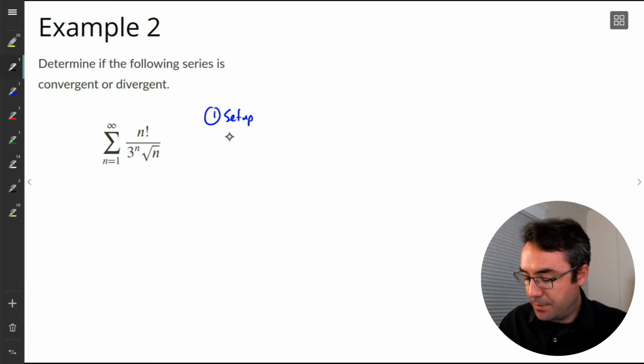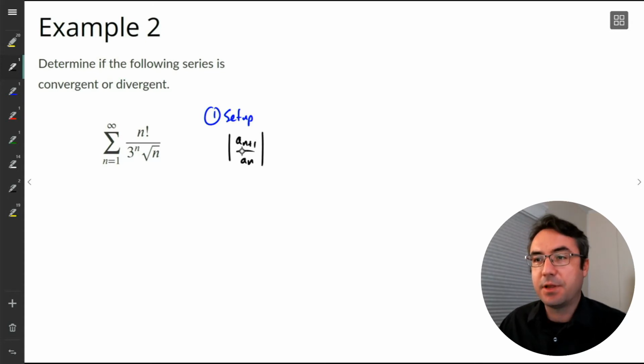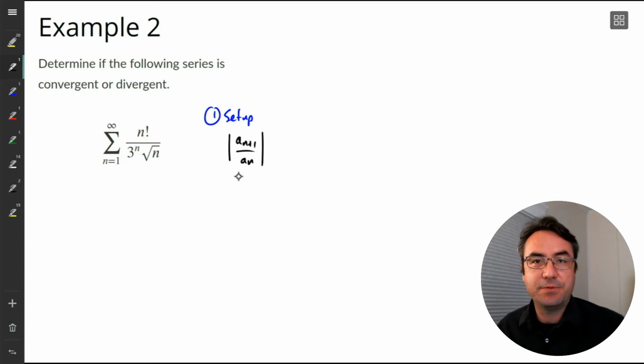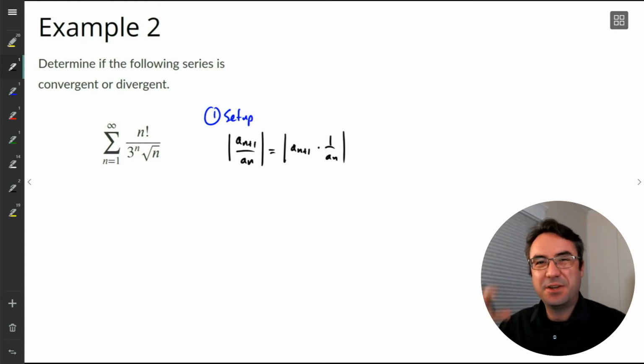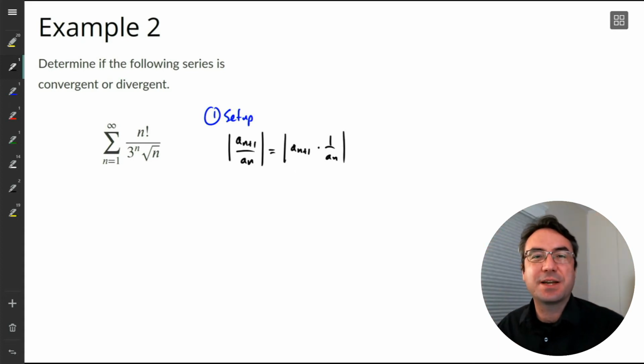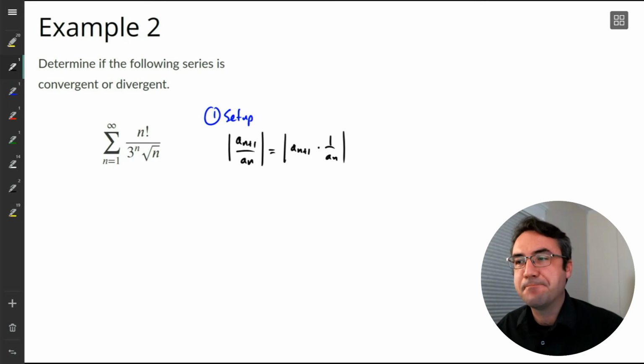So we know we're going to be looking at the limit of this a_n plus 1 over a_n inside the absolute value. Again, it's usually helpful to not think of this as a fraction, but think of it instead as multiplication by the reciprocal. That way you don't end up with fractions on top of fractions, and it gets a little messy that way.